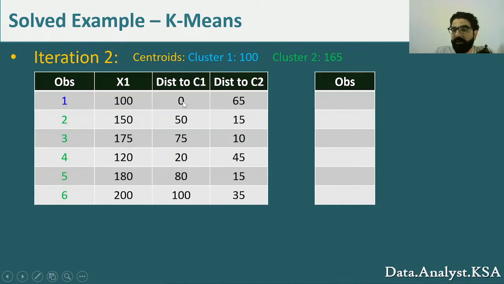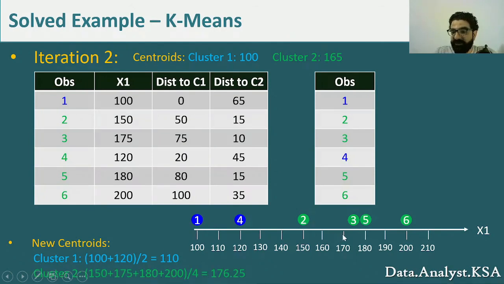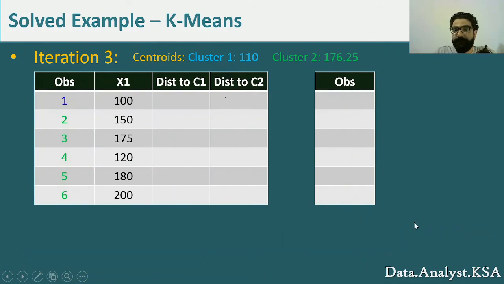So point 1 will be in cluster 1, point 2 will be in cluster 2, point 3 will be in cluster 2, point 4 will be in cluster 1, point 5 will be in cluster 2, and point 6 will be in cluster 2. So my new clustering will look like this. And again, I'm going to do step 4 and calculate the new centroids. So the new centroid will be 100 plus 120 over 2, so cluster 1 will have a centroid at 110. And cluster 2's centroid will be 176.25, which is the average of all these points.